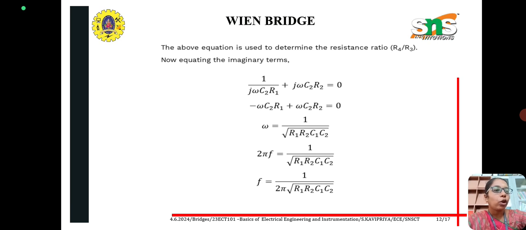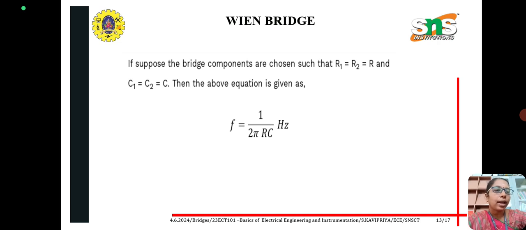From this we can find the value of omega, the angular frequency, which is 1 by square root of R1 R2 C1 C2. Angular frequency and frequency are related by omega equal to 2 pi f. So instead of omega we substitute 2 pi f, and we find f is equal to 1 by 2 pi square root of R1 R2 C1 C2. Assuming R1 equals R2 equals R and C1 equals C2 equals C, we get f is equal to 1 by 2 pi RC. This is the equation for the frequency of the Wien bridge.